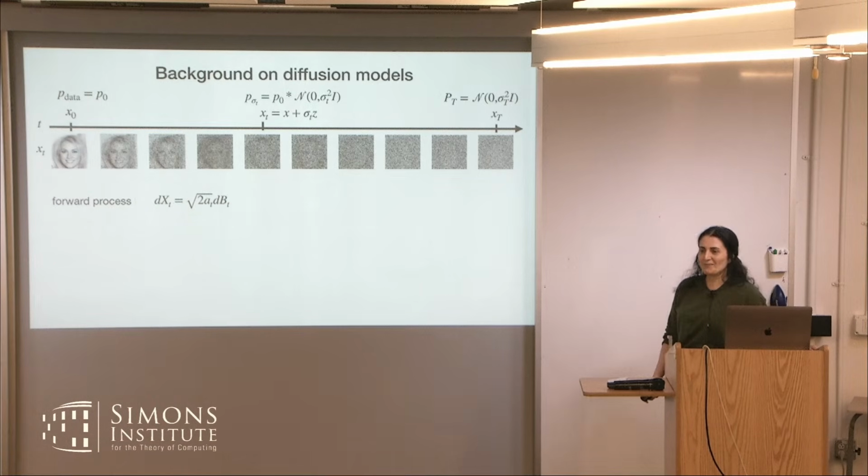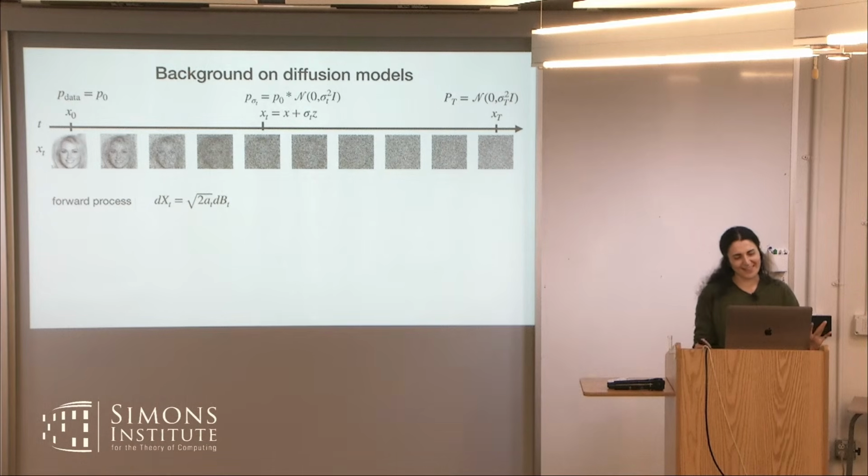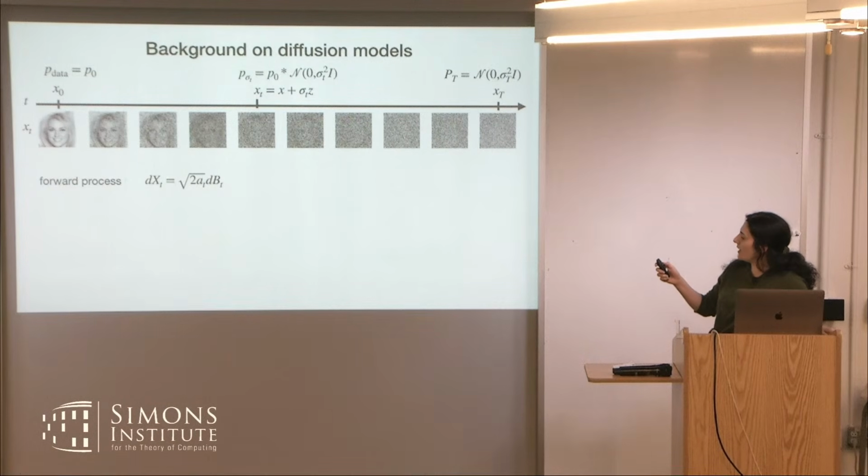So I have a very brief background on diffusion models. Sorry that you have to sit through that again. One way of describing diffusion models is through a reverse process. Let's say I have a data set of faces, and I'm going to notate the underlying density that generates those images with p naught.